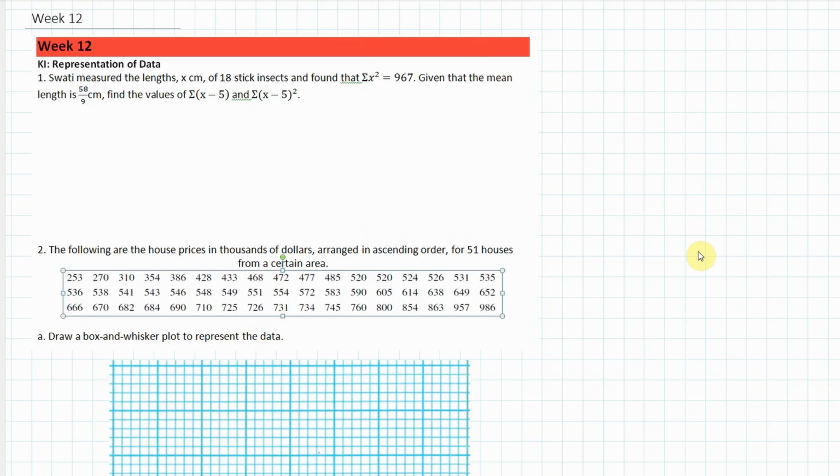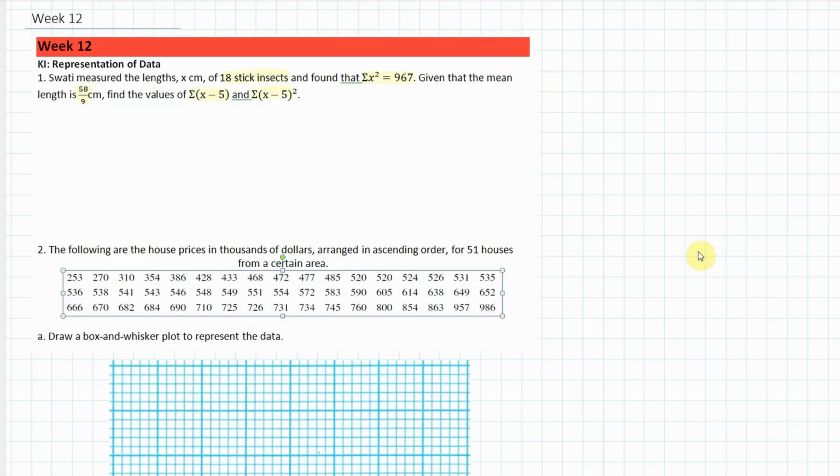The first question is a representation of data question. It's coding. Swati measures the lengths of 18 stick insects, finds that the sum of x squared is 967, and that the mean length is 58 over 9, and we've got to find this value and this value, the coded values.